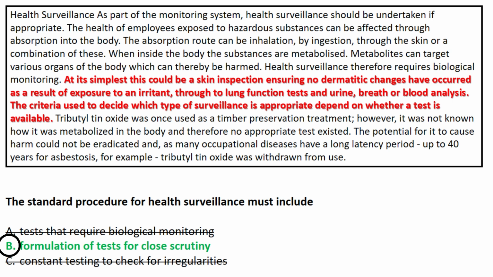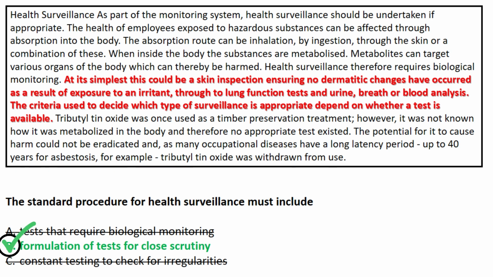C. Constant testing to check for irregularities. The paragraph does not mention constant testing or checking for irregularities as the standard procedure for health surveillance. It emphasizes the need for tests that scrutinize the effects of hazardous substances and monitor the health of employees. Therefore, option C is incorrect.